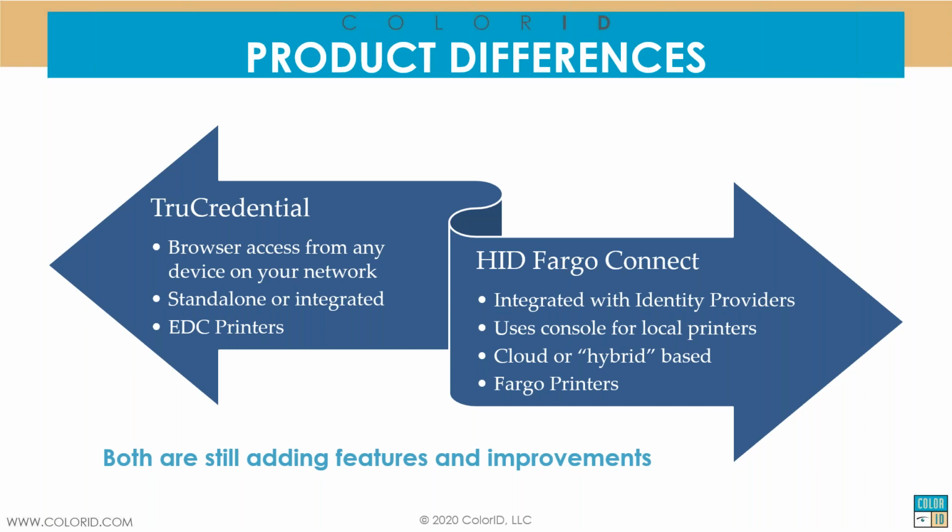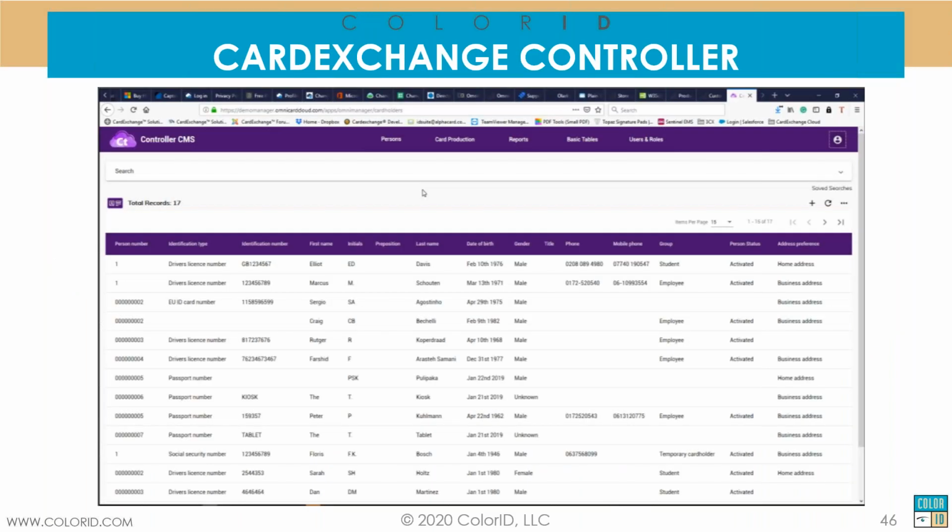The difference, just very briefly, the difference in the business case between TrueCredential and Fargo Connect. TrueCredential can run standalone or as an integrated solution. Fargo Connect, at this point, requires an integration. So they're both adding features and improving.